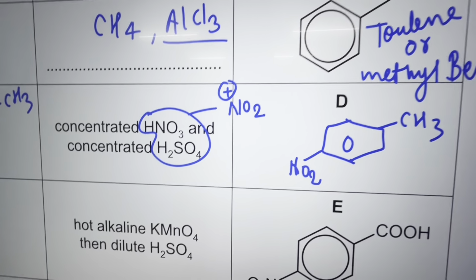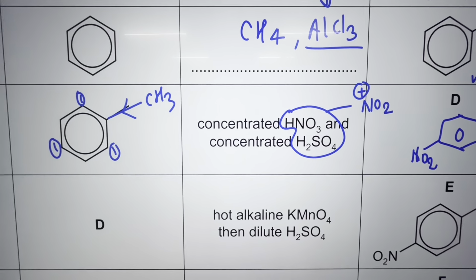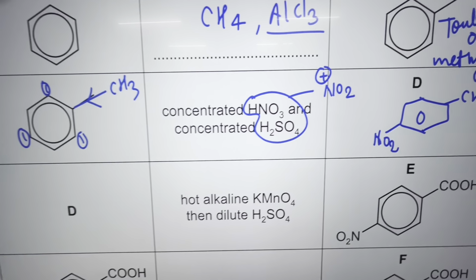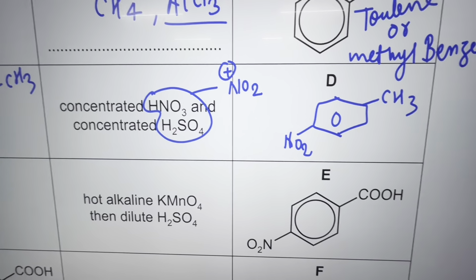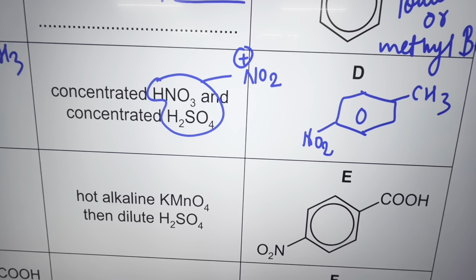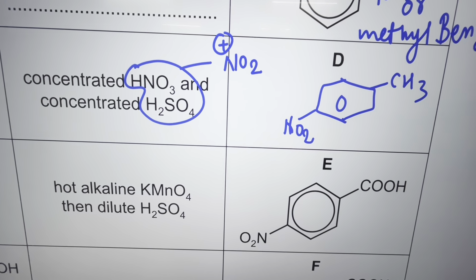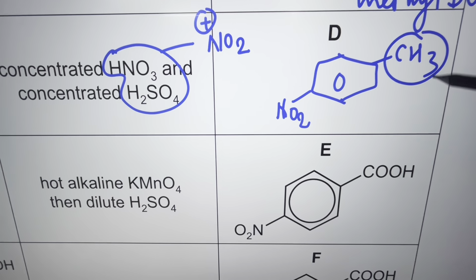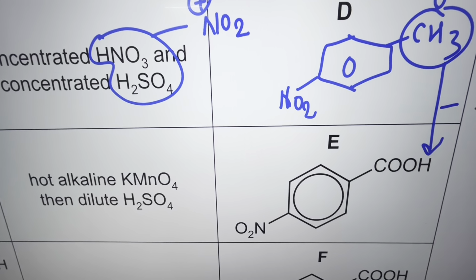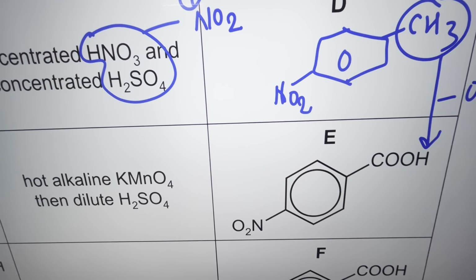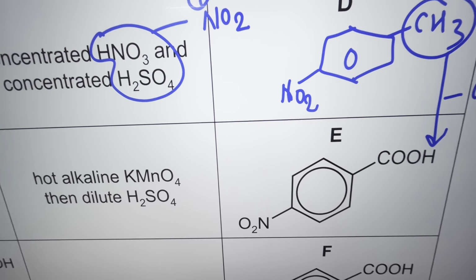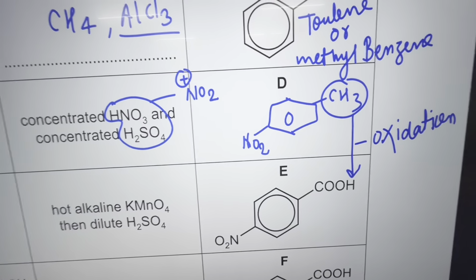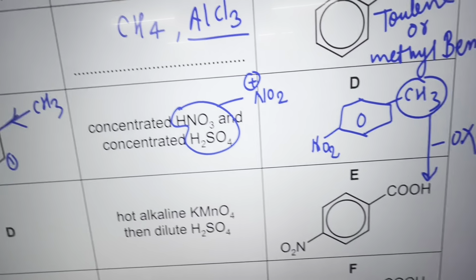So in the subsequent question they may ask you to write the structure of D. Now next they have given hot alkaline KMnO4, then dilute H2SO4. This will oxidize the methyl part to the acid. So this is your simple oxidation, where the methyl part is converted to the acid.